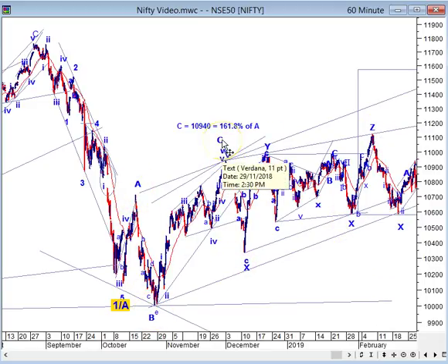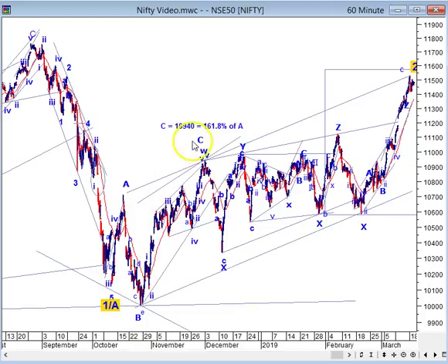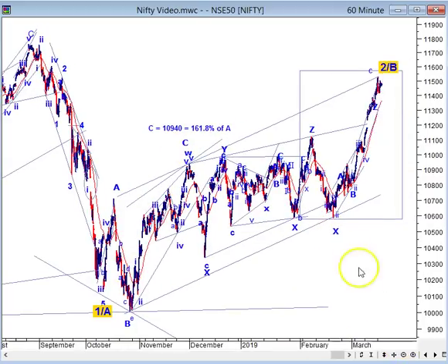Now if this is an expanded flat and this is only the first leg W, then Z should have ended somewhere here. Also, should we take this ABC as a larger W, then this whole triangle is an X itself. Then it's not a B as I've been marking it here. So these are a couple of complications in terms of understanding the Elliott wave pattern.